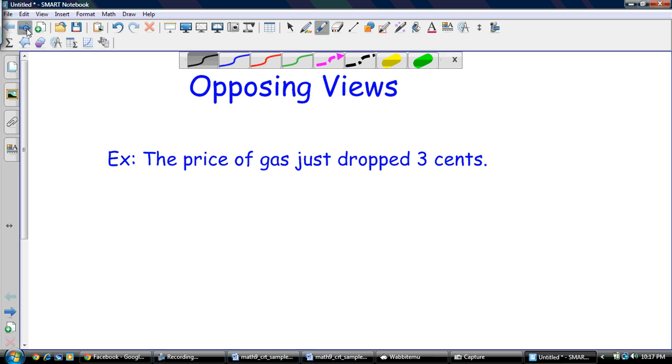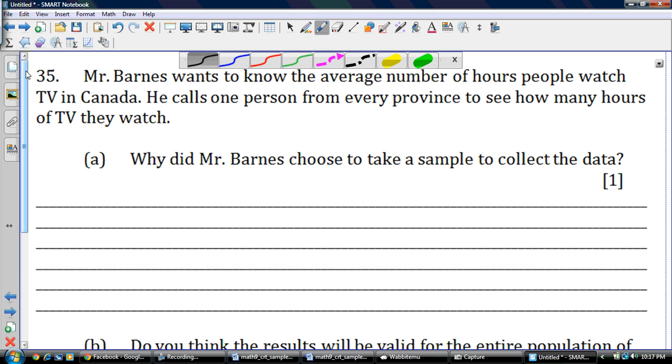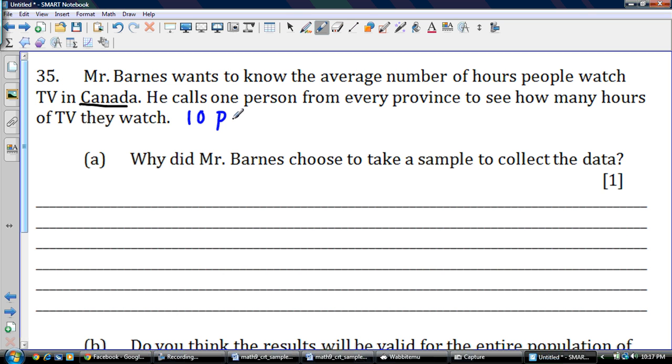The other question I wanted to go over is actually on your practice CRT, and there was one like this on your unit test that was not done well. It says, Mr. Barnes wants to know the average number of hours people watch TV in Canada. So that's in all of Canada. He calls one person from every province to see how many hours they watch TV. There are 10 provinces in Canada, so he calls 10 people. So why did he choose to take a sample to collect data?